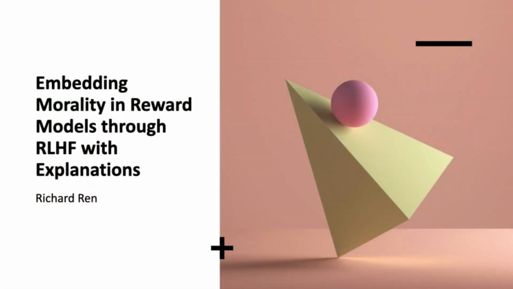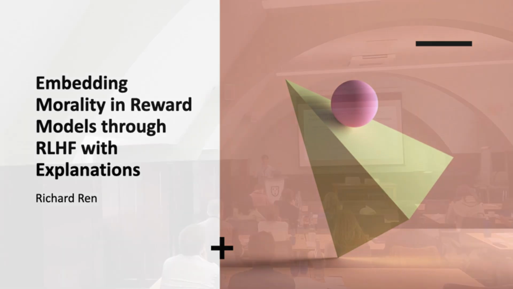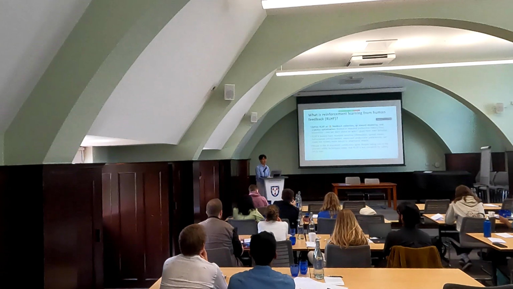It's still there on the little booklet, Encoding Morality and Honesty. But here I'm encoding morality in reward models through reinforcement learning with human feedback, with explanations. What is this term? What is RLHF? What is reinforcement learning from human feedback?